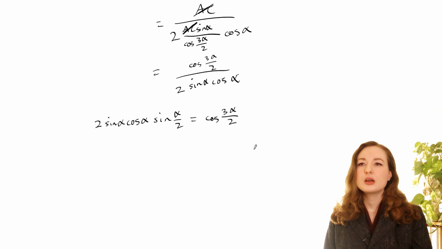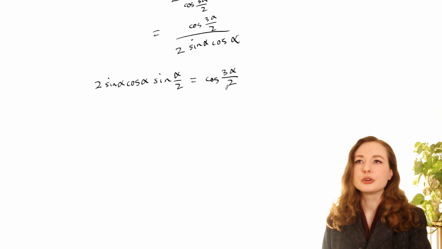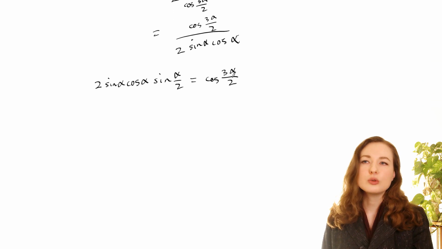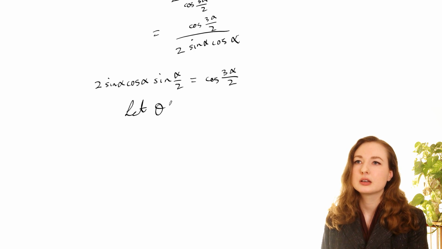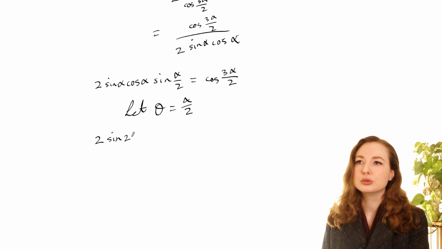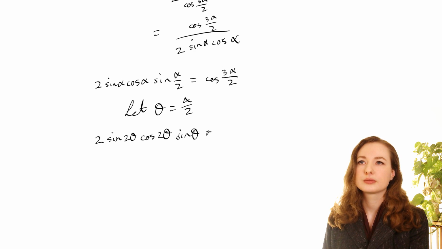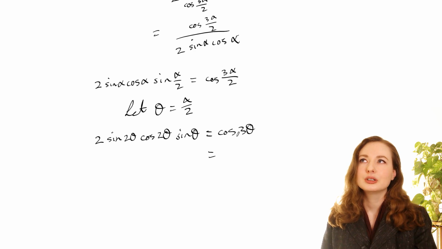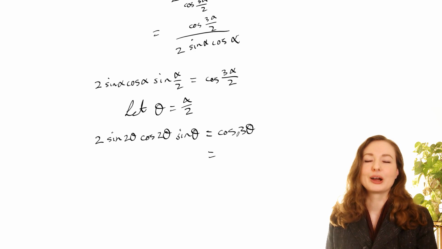All right, now we've got these alphas on 2 here, so I think what we want to do is express everything in terms of that. So I might say let theta equal alpha on 2, and then we can rewrite this in terms of theta. So that is 2 theta, and then we've got cos 2 theta and sine theta equals cos 3 theta.